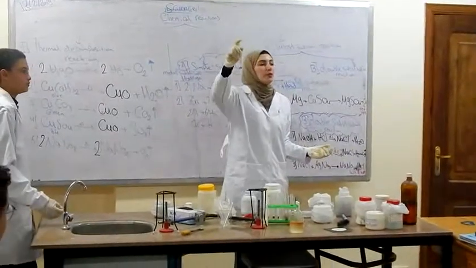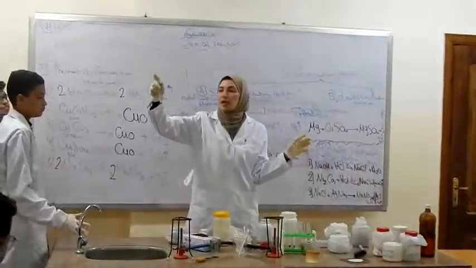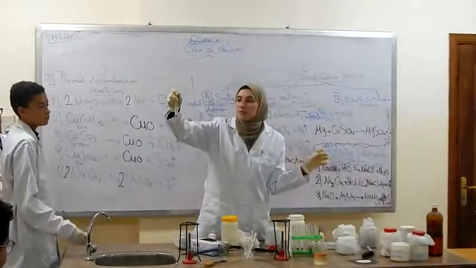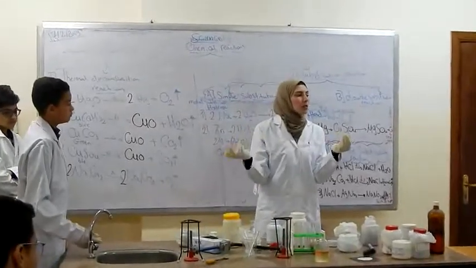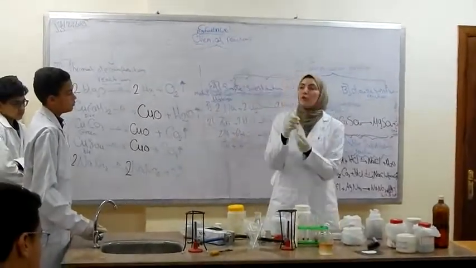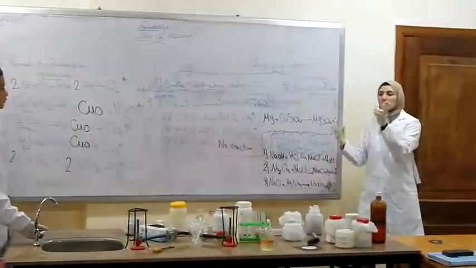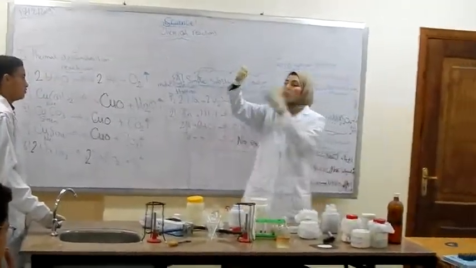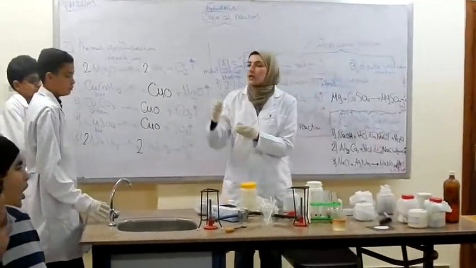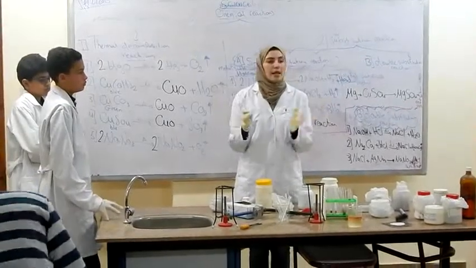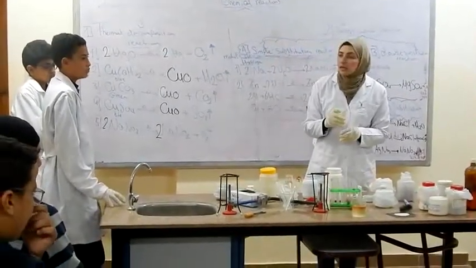If we need to obtain the sodium chloride without water, how can we do that? In this test tube, we have sodium chloride dissolved in water. We evaporate the solution: water evaporates and sodium chloride is left.